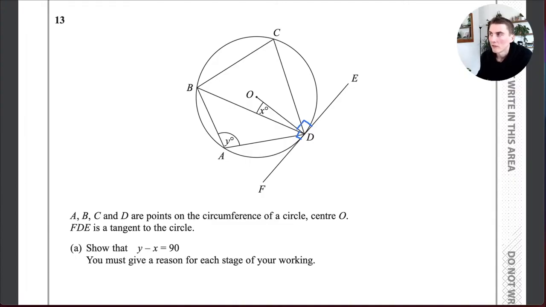So in the exam, you'd have to actually write down that rule. You'd write, the tangent to a circle is perpendicular, or 90 degrees, to the radius. You have to write that out in a whole sentence. So that tells us that this bit here is 90.